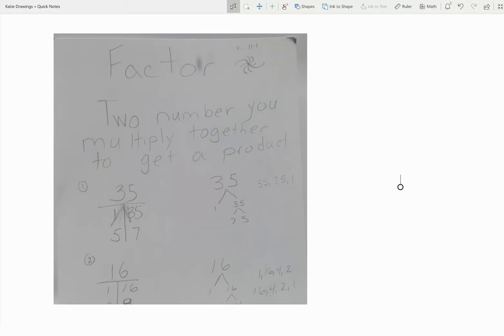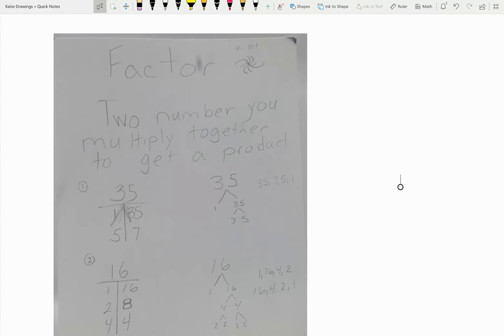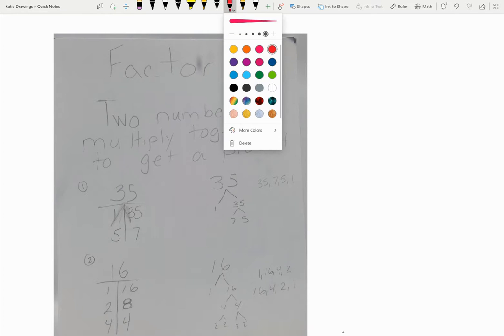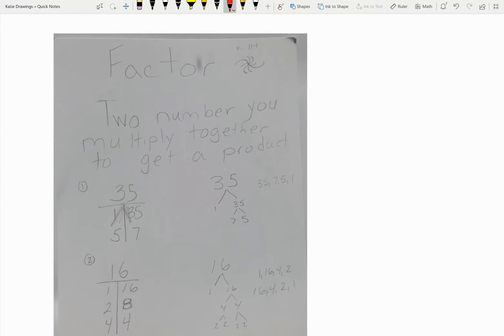Hi, you guys. We're going to be talking today about our Tuesday lesson about factors. So go ahead, make sure you have a paper for your anchor chart. You're going to want to write this down so you can use it on the quick check quiz on Friday.